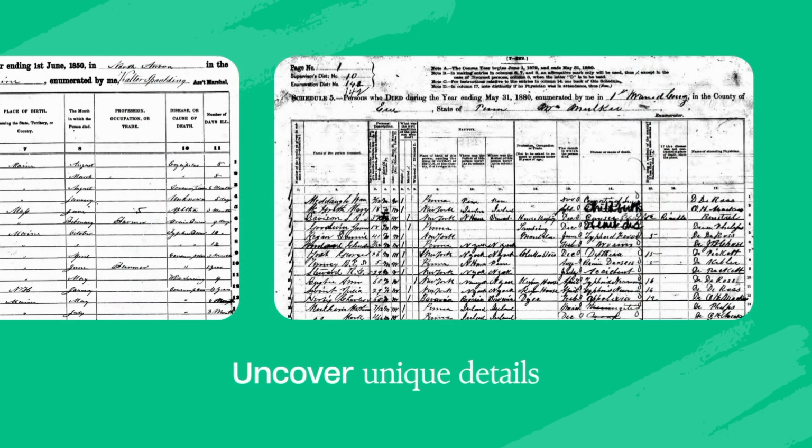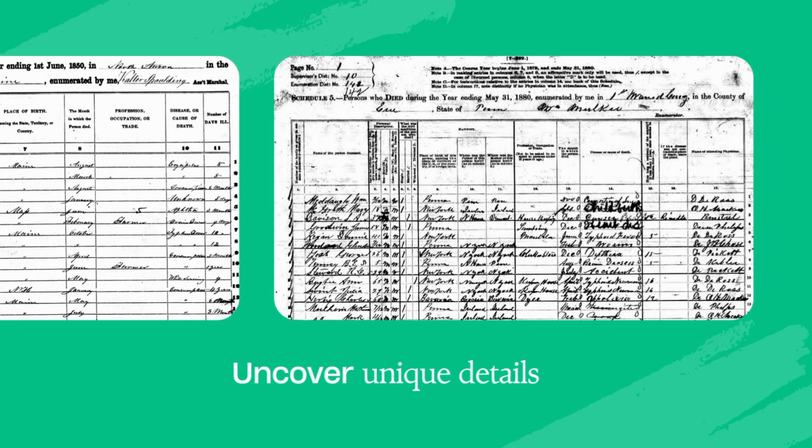And lastly, you could uncover unique details about your ancestors. Since the cause of death listed might provide clues about their lifestyle or occupation, you might discover information about your ancestor that you can't find in any other available records. Overall, mortality schedules offer unique insights into the lives and deaths of our ancestors and can help create a more comprehensive and vivid picture of our family history.